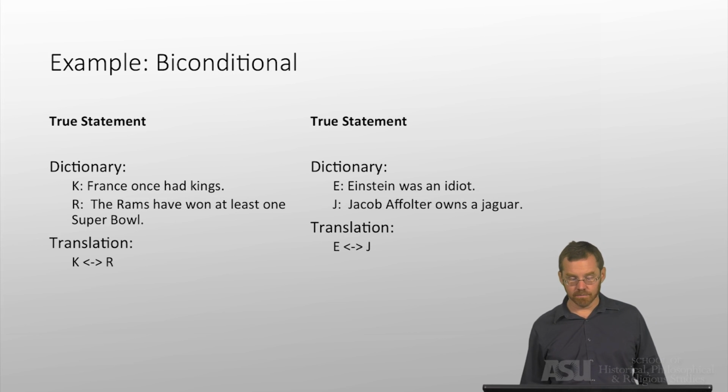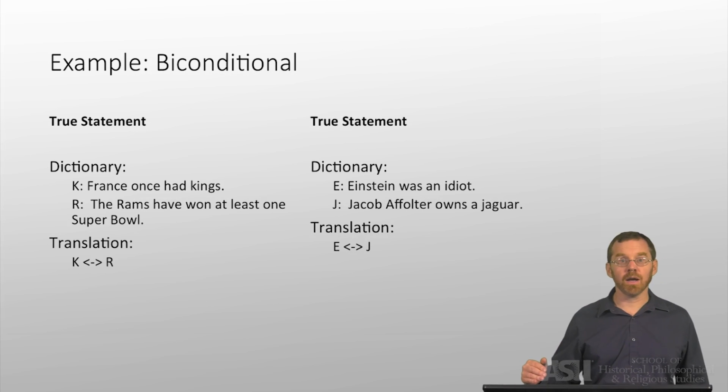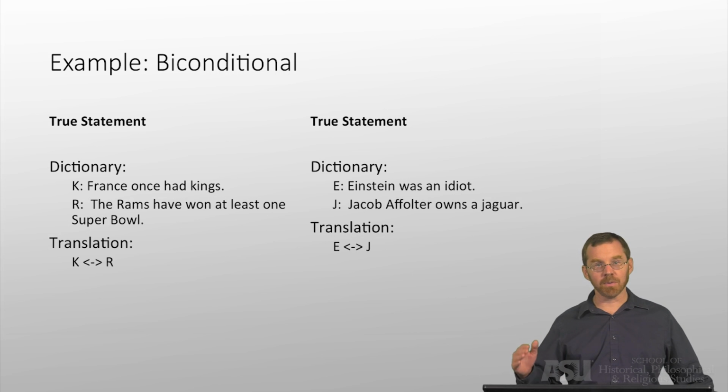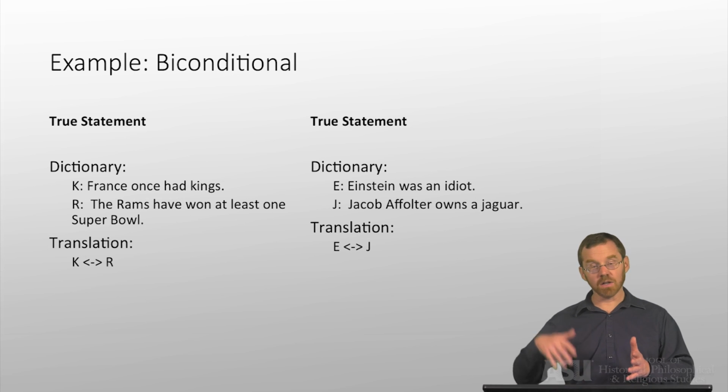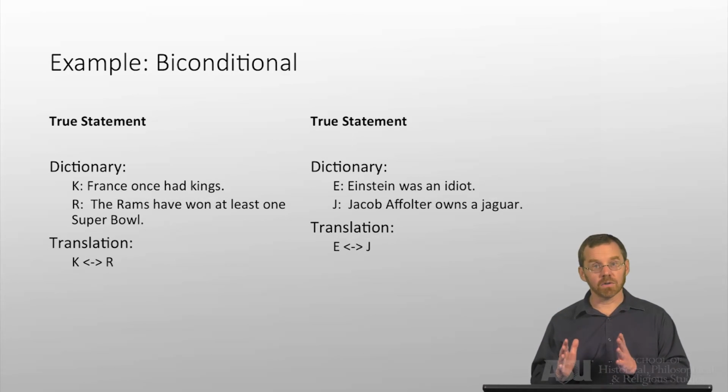On the other side, Einstein was an idiot. Jacob owns a Jaguar. Einstein was not an idiot, so E is false. I do not own a Jaguar. I own a nice little silver Mazda, which I'm happy with, but I definitely can't afford a Jaguar. So E is false, J is false. E biconditional J is true.